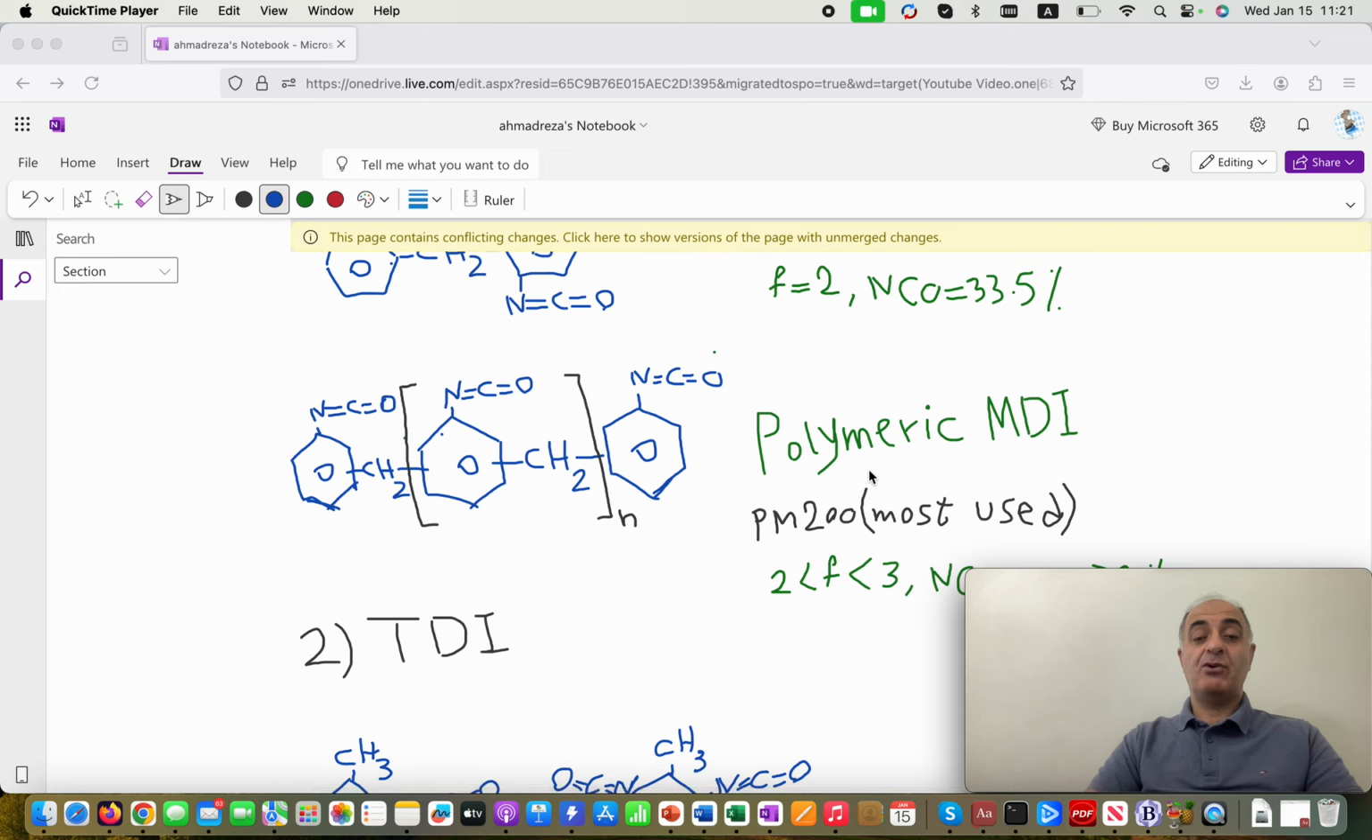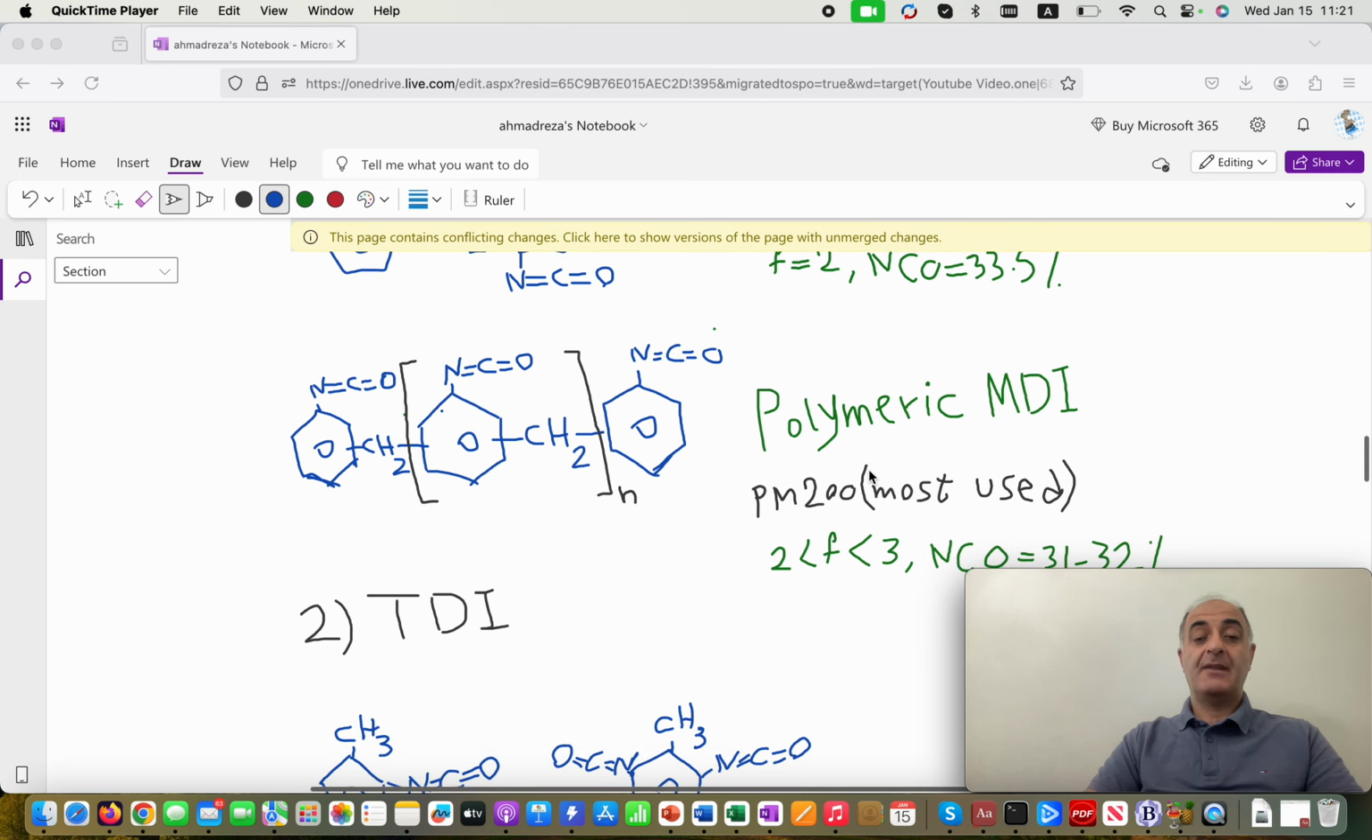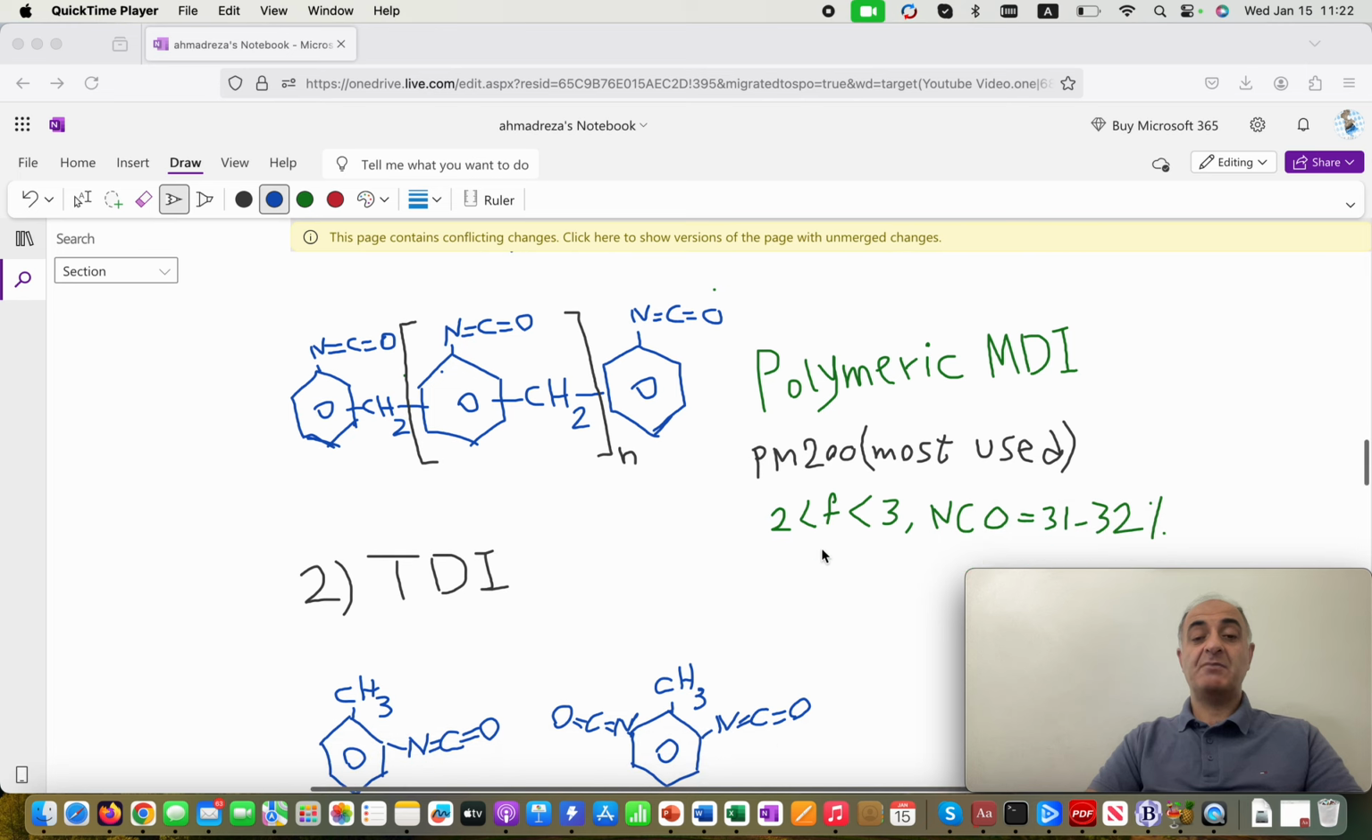The second part of the mixture is polymeric MDI. As is clear from the structure, polymeric MDI is a polymer, not a small molecule. The functionality is between 2 and 3, and NCO is 31 to 32%. The most used grade of polymeric MDI in the market is PM200, which means the viscosity of this product is 200.